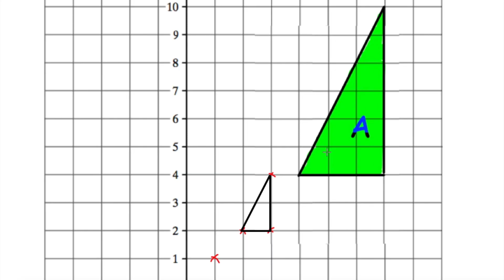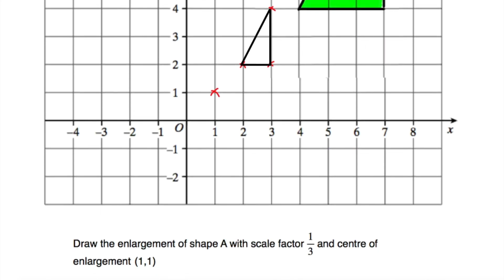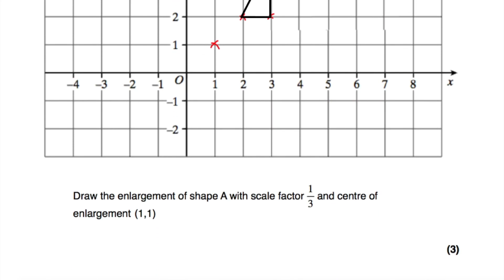And the height of this one was 6, and the height of this one is 2. So that's 1/3 of 6, which is 2. And so the lengths would become 1/3 of the original size, and it's also 1/3 of the distance from the center of enlargement. So it'd be here, and that's it. So that's that question done. Okay, let's look at our next question.